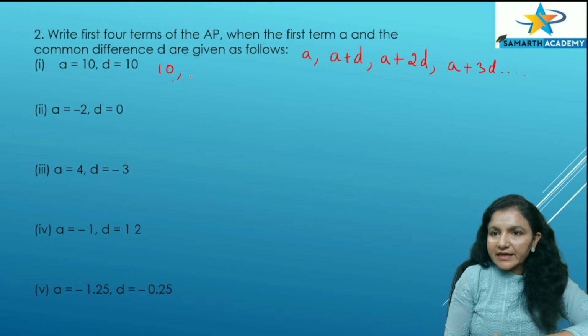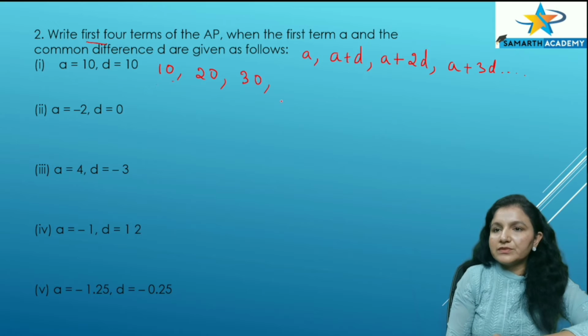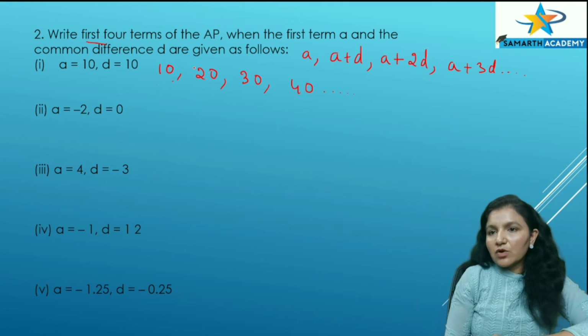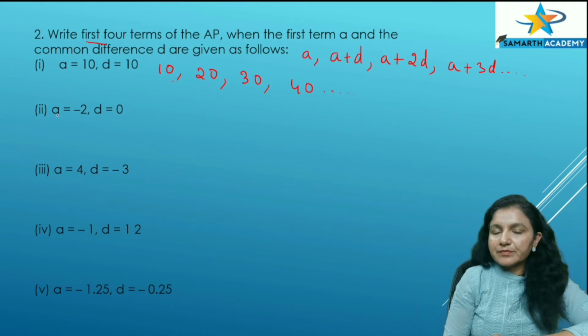Common difference is again 10. So 10 plus 10 is 20. 20 plus 10 is 30. So how many terms is he asking? He is asking for 4 terms. 40 and so on. Write the first 4 terms when the first term A and the common difference are given. So these are the answers.